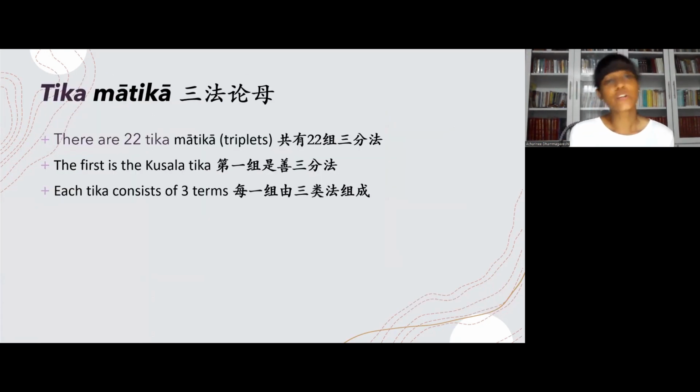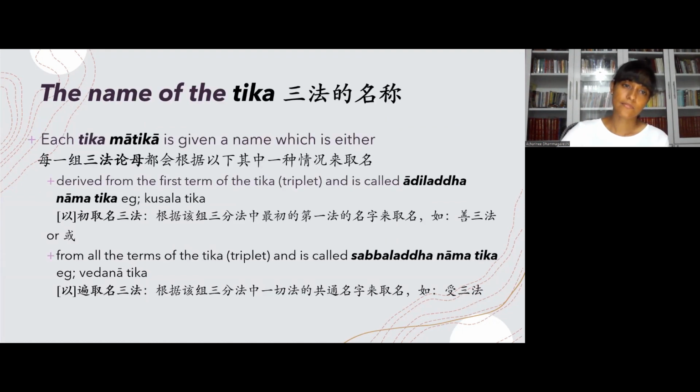Right, now we're moving on to the topic of the day, the Tika Mātikā. So among the Mātikas, there are 22 Tika Mātikas, or 22 triplets, out of which the first is the Kusala Tika. Each of these Tika Mātika consists of 3 terms. Now let's look at how the name of the Tika is derived.